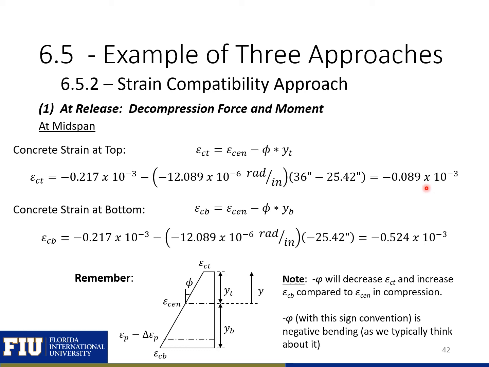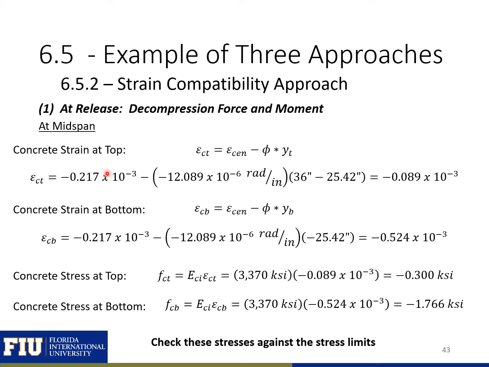We're decreasing our compression, or adding tension, at the top because of our curvature. And at the bottom fiber, we have a higher strain than we do at the centroid. So again, that makes sense with our negative curvature value here. So you can see just how I had the sign set up, but you can check this conceptually at the end to make sure that you have the right signs.